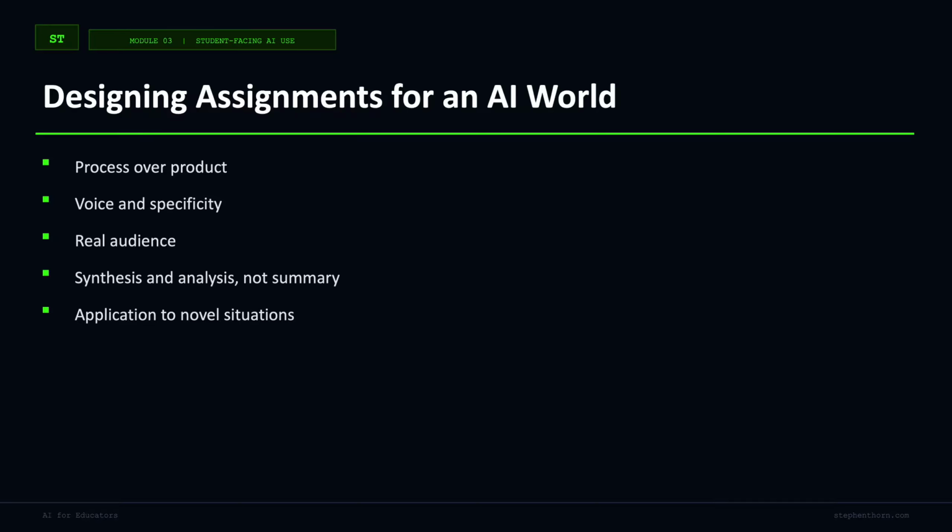Principle 5, application to new situations. One of the most practical shifts is asking students to use knowledge in a context that is less predictable. That might mean applying a concept to a local issue, a recent class experiment, a unique scenario, or a problem the class just encountered. The point is not to trick students or outsmart AI. The point is to center thinking that matters.